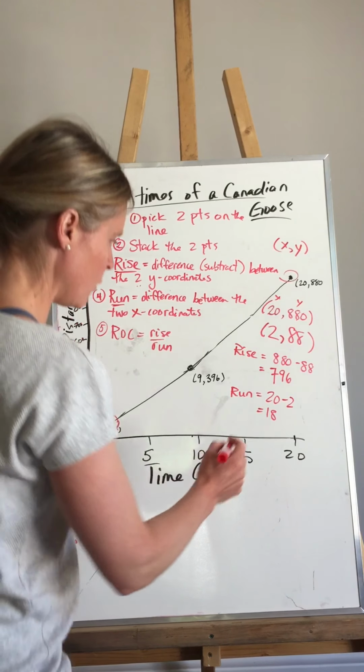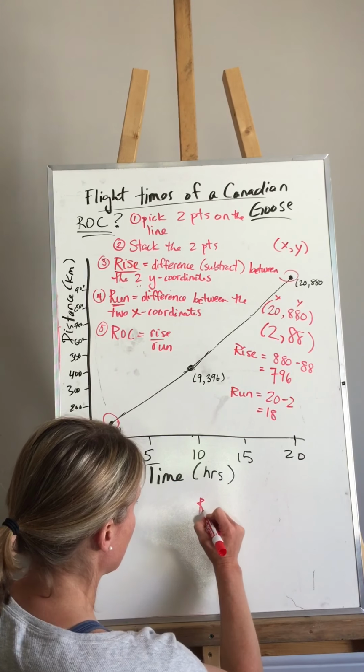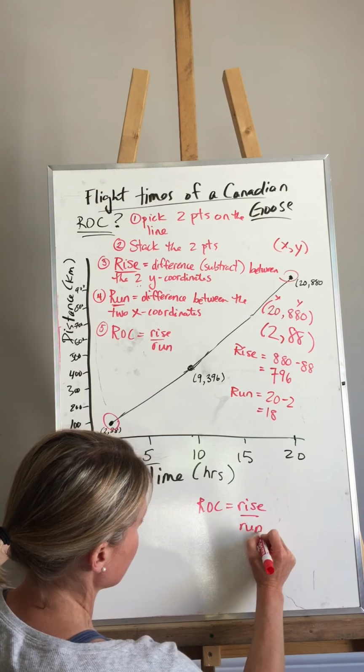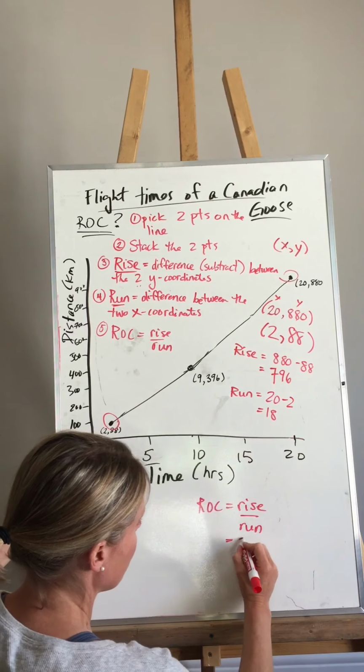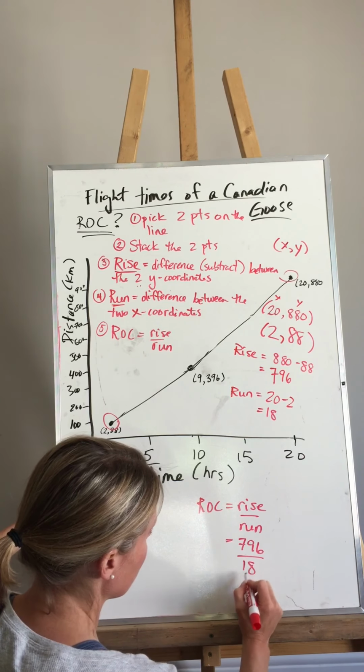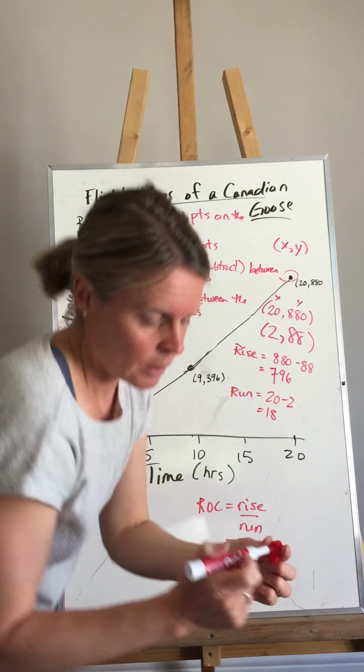Step 5 is to actually calculate my rate of change. I'll do it down at the bottom. So my rate of change is equal to my rise divided by my run. And I've figured out my rise is 796 and my run is 18. So I'm going to divide those two.